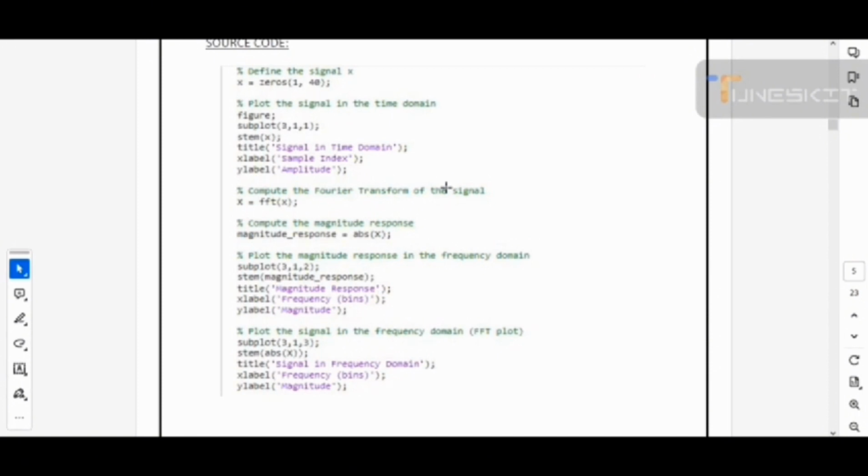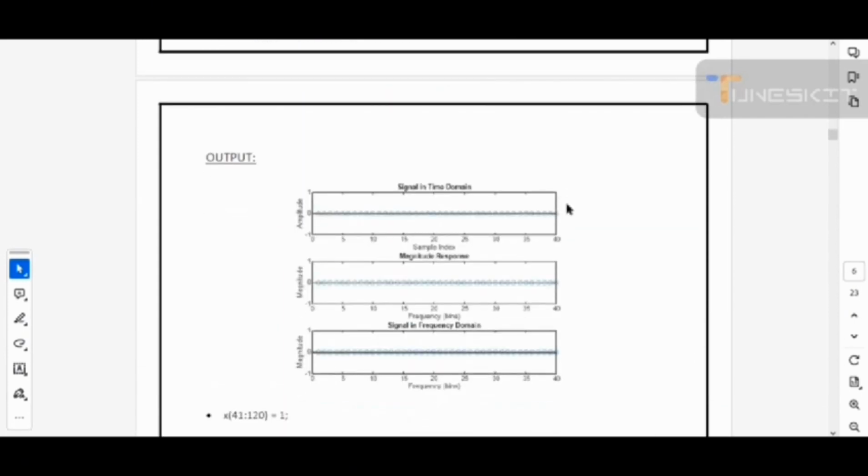Then we have to compute the Fourier transform of the signal. For that we have taken x equals fft. FFT is used for the Fourier transform. Then we have to use the magnitude response, so we have used the abs function here, and now we have to plot the amplitude response in the frequency domain. So again we have used the subplot and the title and x and y labels, both of them. At last we have to plot the signal in the frequency domain, so we did the same thing for that also. And here is the output for this function.